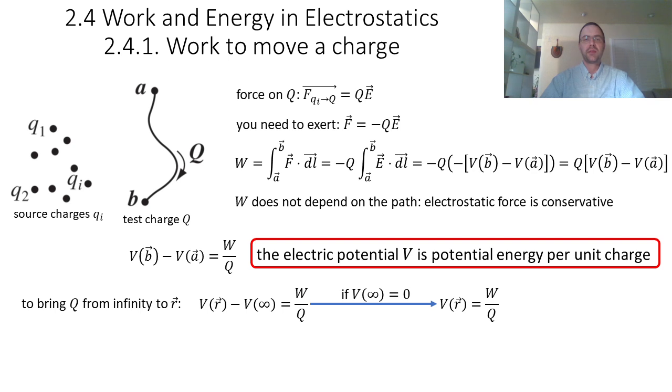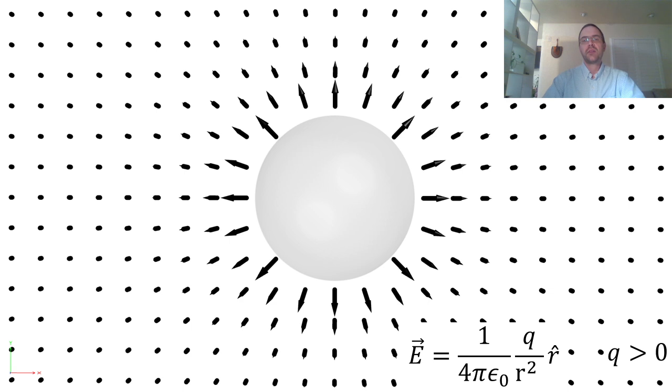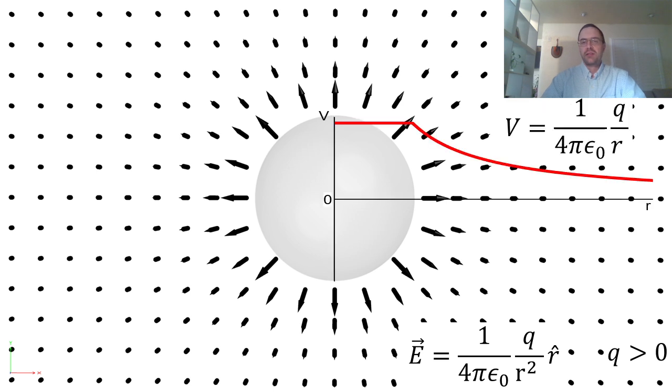That's the equation. Now let's look at what it means. So for this, I come back to the field created outside a charged spherical shell. Remember, the black arrows represent the electric field. The shell has a positive charge in this example, so the electric field is pointing away. And first we saw that the electric field decreases as 1 over R squared. And then we saw that the electric potential decreases as 1 over R.